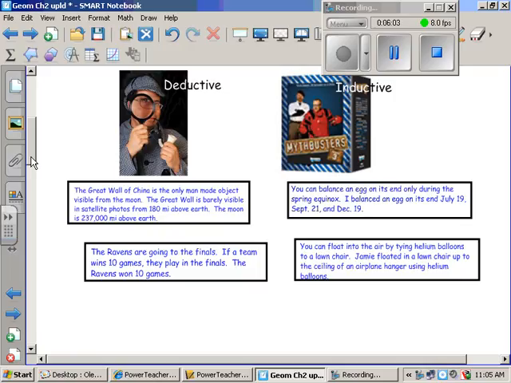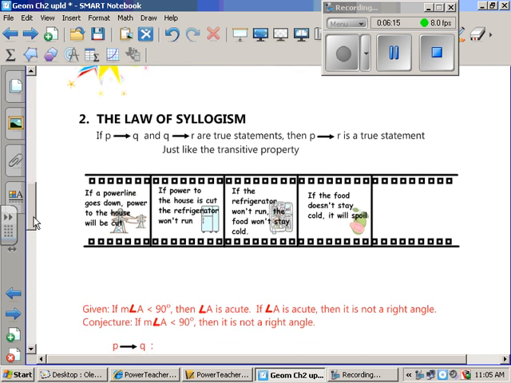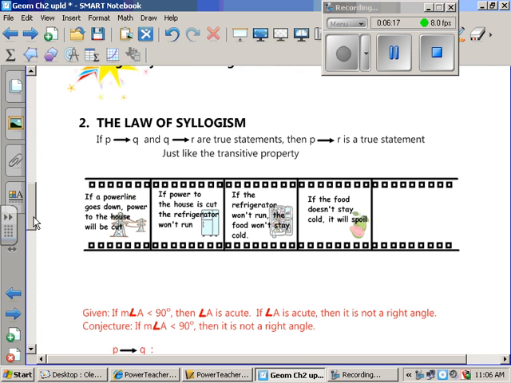Okay, the rest of this chapter, we're going to be focusing on deductive reasoning, not inductive anymore. All right, and the best example of deductive reasoning is called using the law of syllogism. Okay, big word, but it's pretty easy.